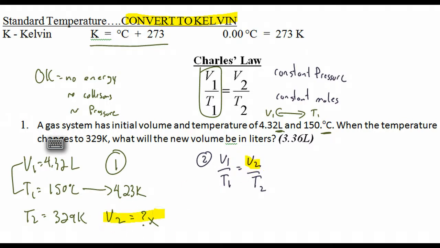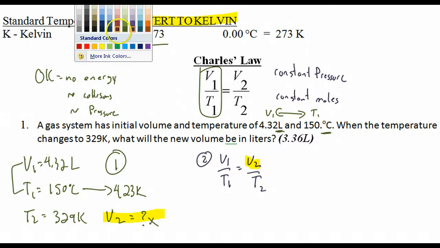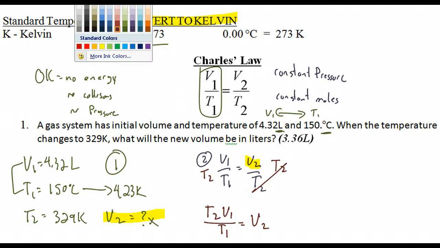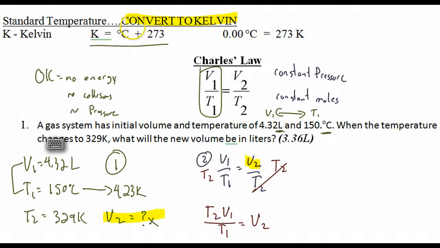You can do the algebra in a variety of ways, cross multiplying. I tend not to cross multiply, but I know that's a popular choice. I'm going to multiply both sides by T2, so I can get T2 V1 over T1 equals V2. So that's doing the algebra the way I want to. You can do your algebra any way that you want to.